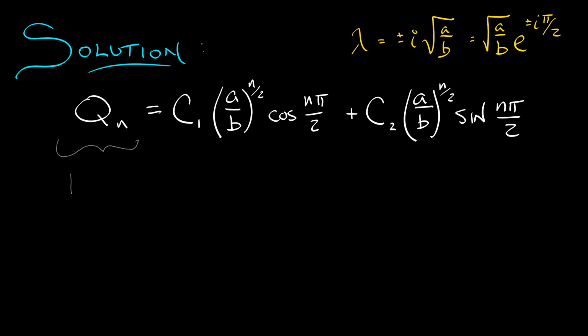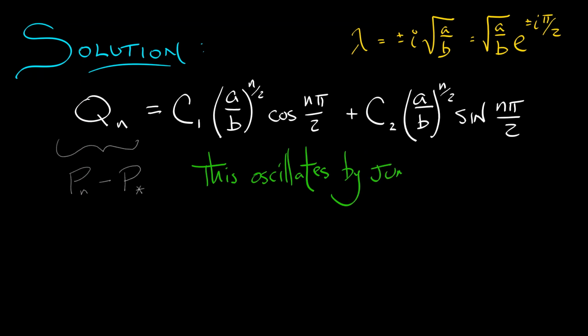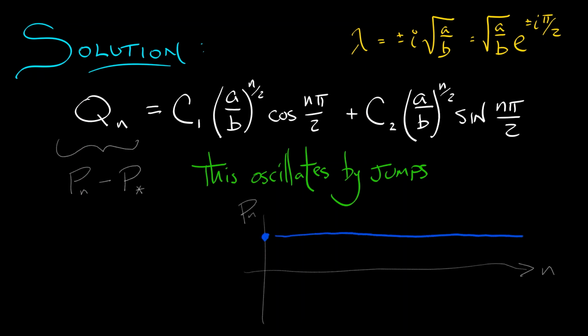Now again, this Qn is almost what we want. It's Pn minus P star, the deviation from the equilibrium price. And what we see, with all these cosines and all these sines, is that this oscillates by jumps, kind of like a discrete time simple harmonic oscillator. But what really matters is that A over B quantity that we're taking more and more powers of. Because depending on the ratio of A and B, this can get really wild.